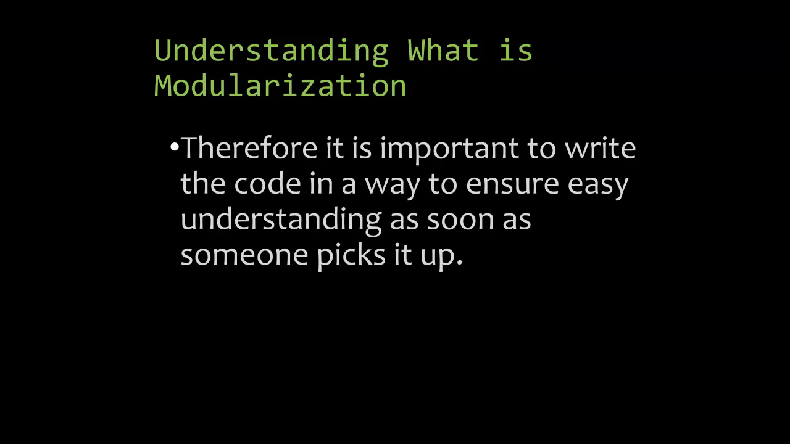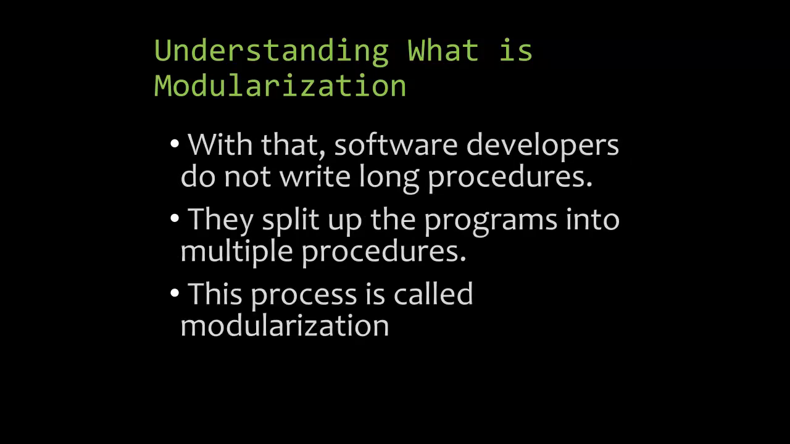Therefore, it's important to write the code in a way to ensure easy understanding as soon as someone picks it up. And easy understanding is not picking up a piece of code that's 3,000 lines long and it just all kind of comes together. That's really hard to follow. I think you would probably agree with that. With that, software developers do not write long procedures. We don't write these 1,000-line long procedures. What we do is we split the programs up into multiple procedures.